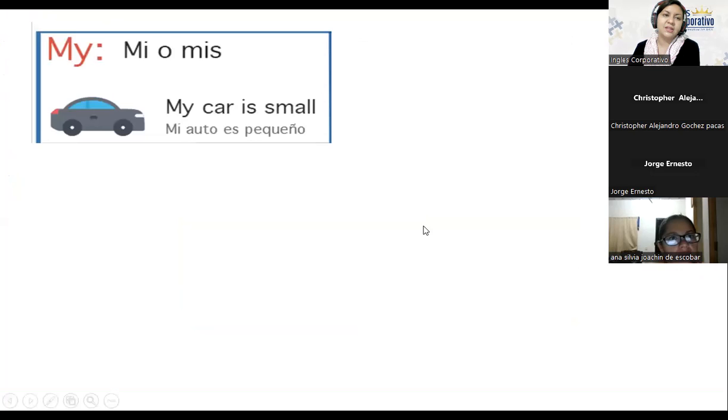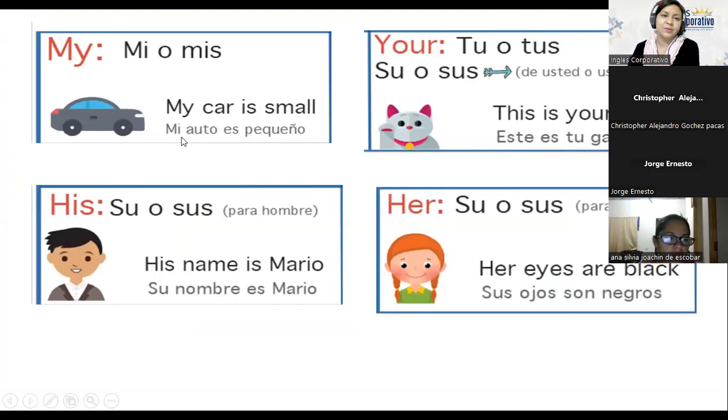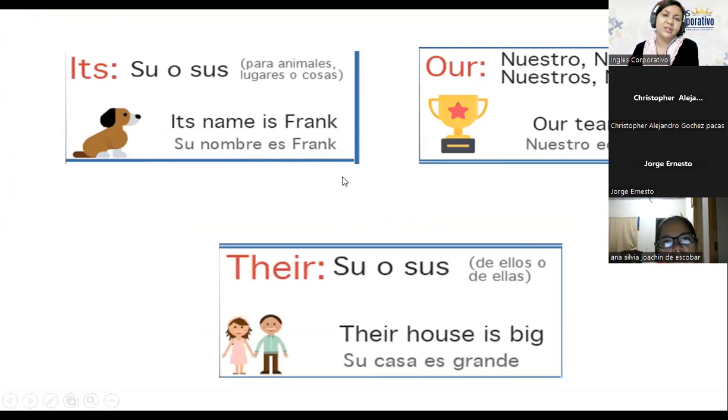And yesterday we have these examples, right? My cat is small. This is your cat. His name is Mario. Her eyes are black. Its name is Frank, our team one, and their house is big.